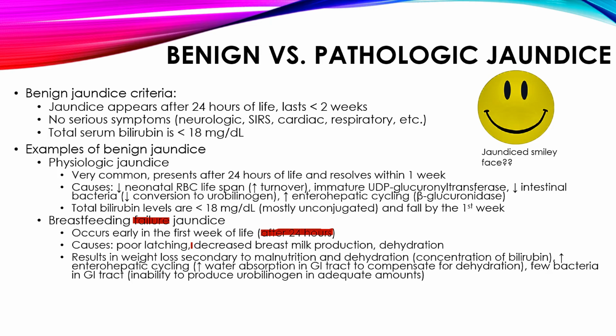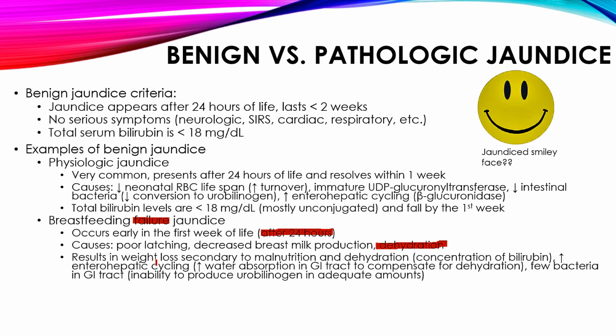So there are many ways to have breastfeeding failure. One is poor latching, where the baby is not used to breastfeeding and doesn't do it properly. Another is decreased breast milk production, some kind of issue with the production of the milk, either by hormone imbalances, and dehydration as well. So dehydration of the infant leads to this breastfeeding failure jaundice, and we'll talk about how that gets involved in this next bullet point here.